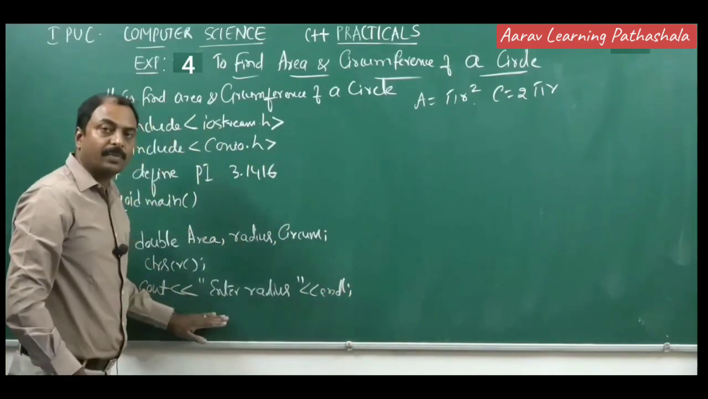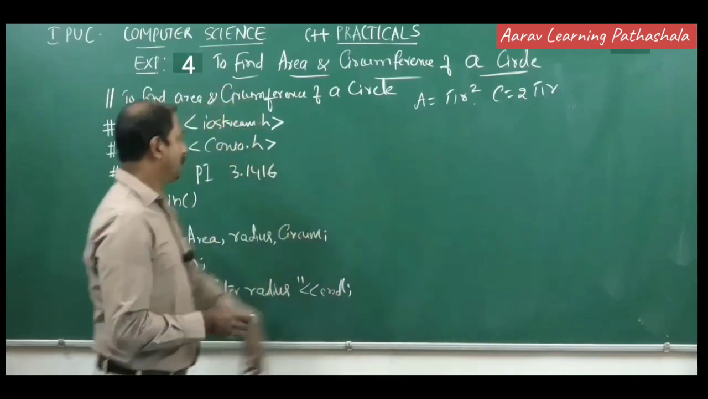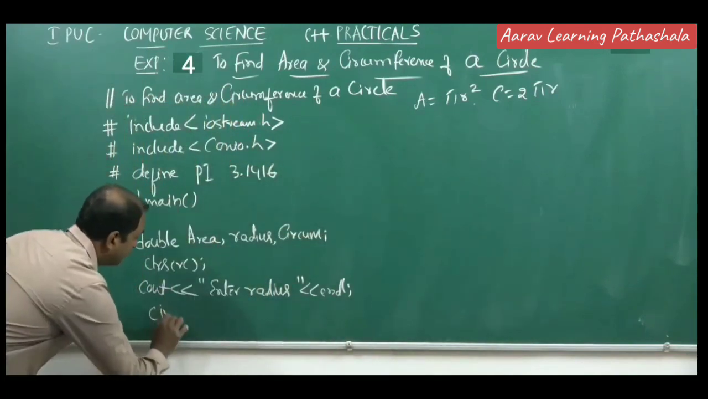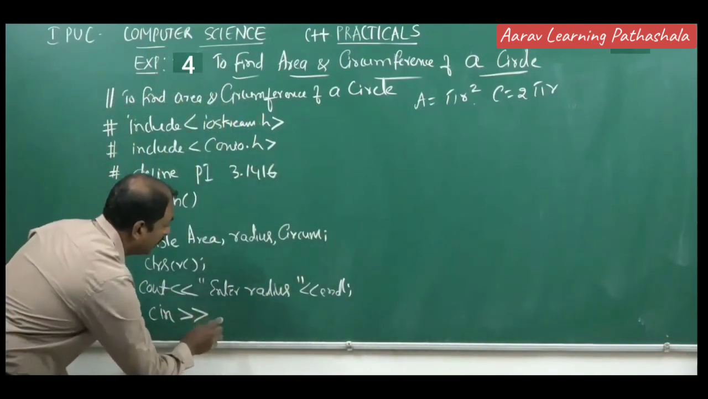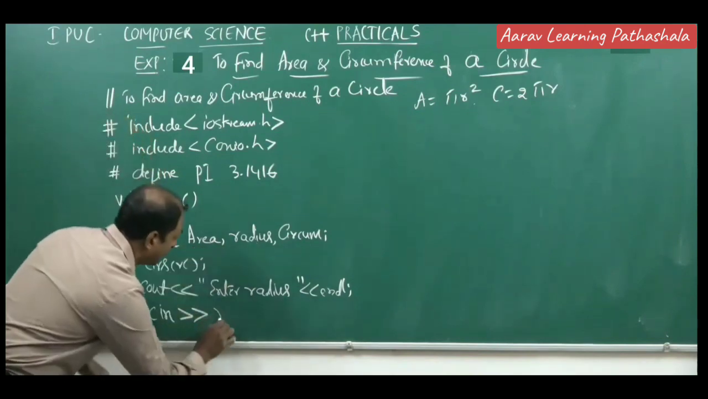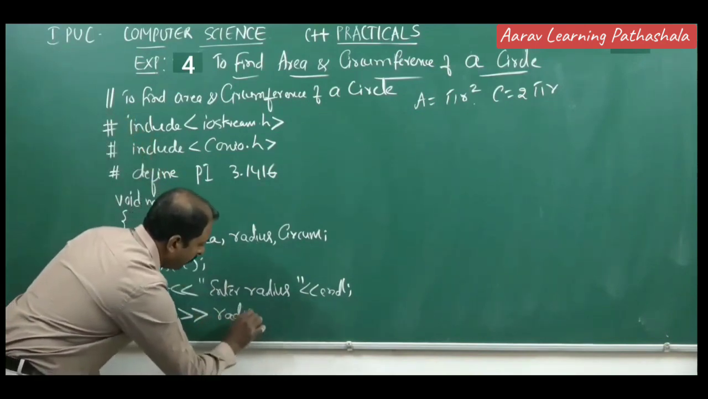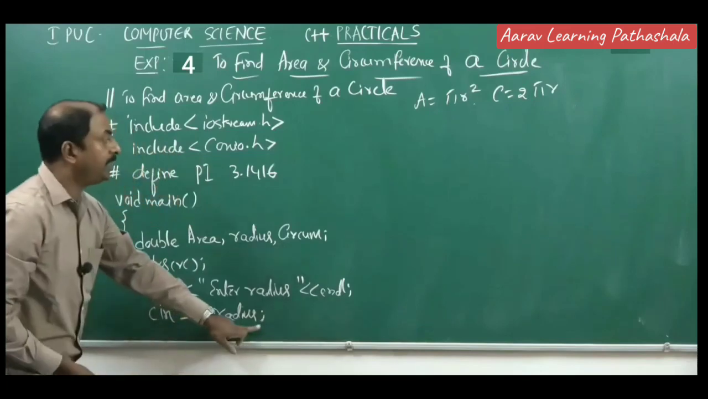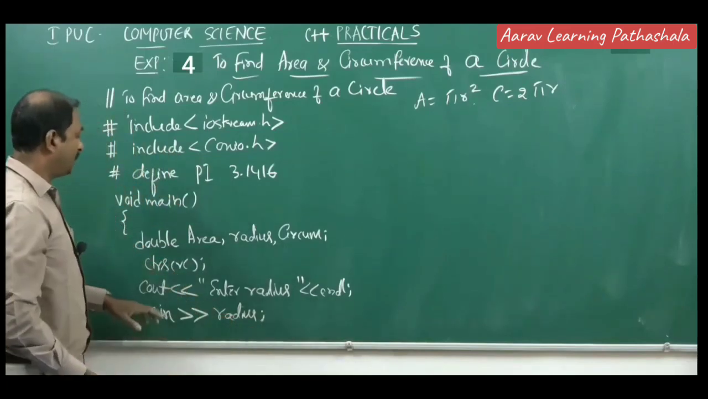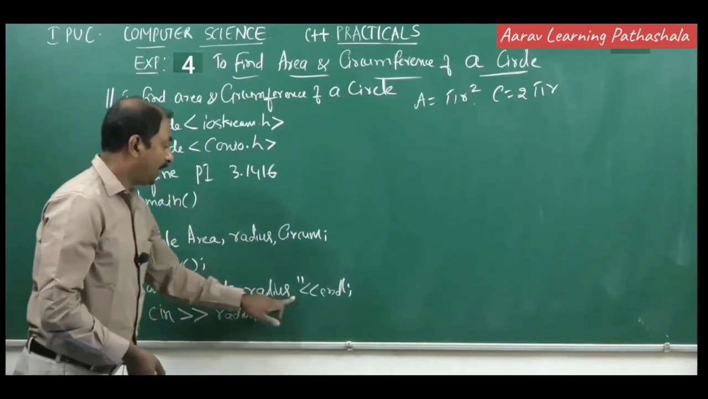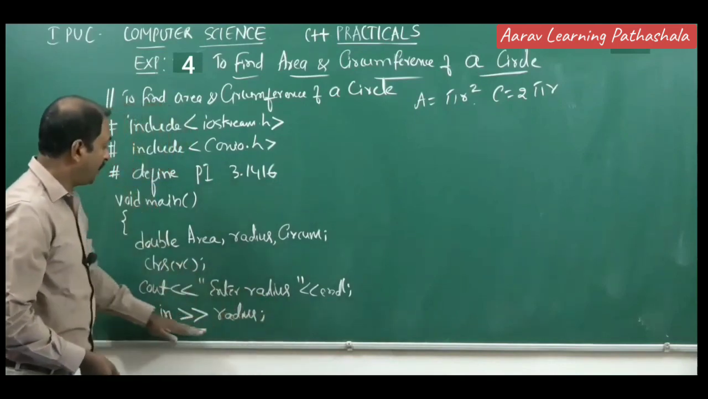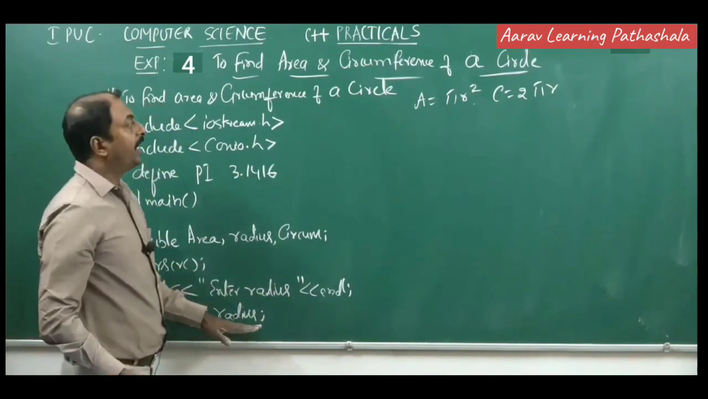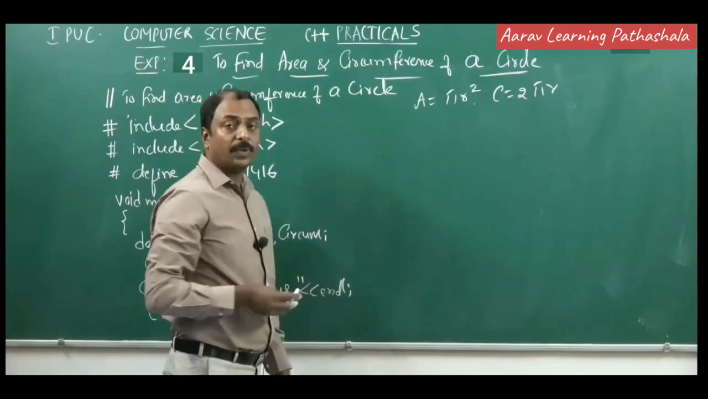Next step is to accept the value of radius. So here I can write the cin input statement, the variable is radius, and semicolon. So this is cout enter radius, then after we enter the value of radius. Next step is applying the formula.